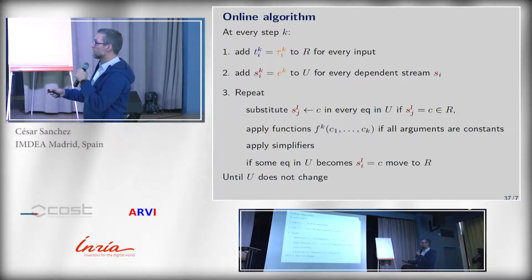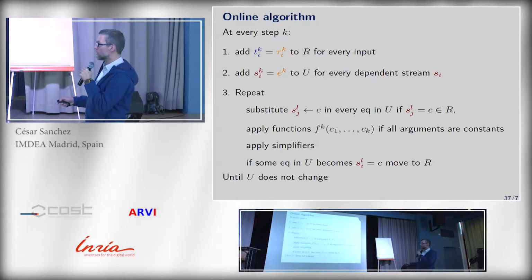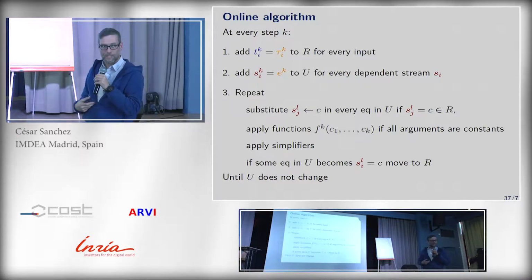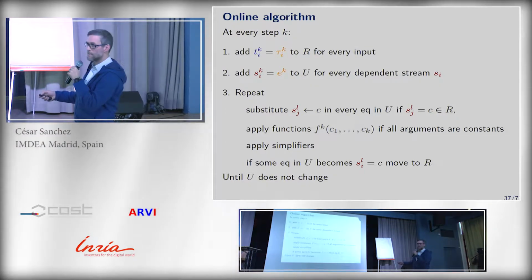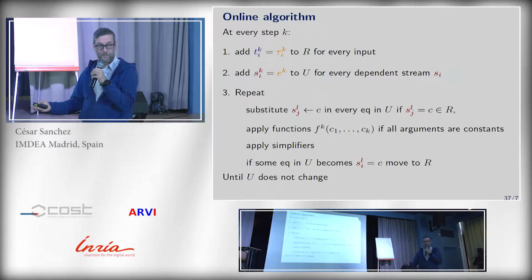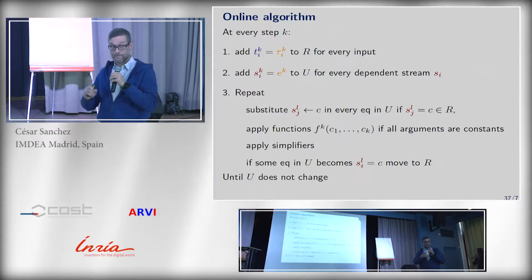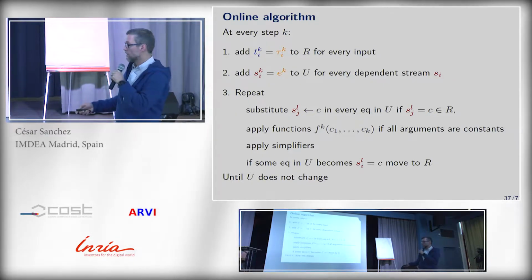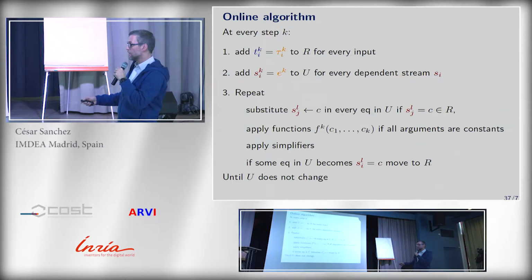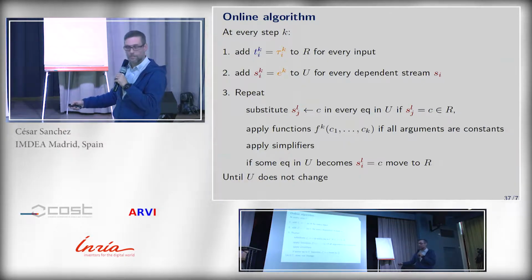Now, what you do in step k is you add what you read from the input to the resolved. You add the instantiation of the equations to the unresolved, and then you try hard to determine the values of the unresolved. How? Well, by substituting everything that you have in all the right-hand sides of what you have in unresolved. Then you apply the functions if you happen to have the values, obviously. And then you apply simplifiers. Clever trick here, because maybe you don't have all the values, but you can still determine, right? Now, after doing this exhaustively, to a fixed point, very simple, you obtain that something in the unresolved has been resolved. Then you move it to resolved, and then you repeat.